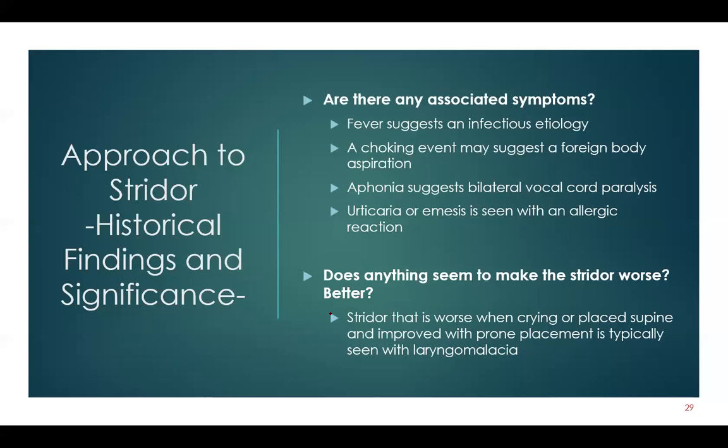Are there any associated symptoms? Okay, so fever is going to suggest an infectious etiology. If they notice that the child put something in their mouth, right, that's going to suggest foreign body aspiration. If they can't make any noise, we're going to think about vocal cord paralysis or some sort of neural problem. If there's urticaria or emesis, we want to think about an allergic reaction.